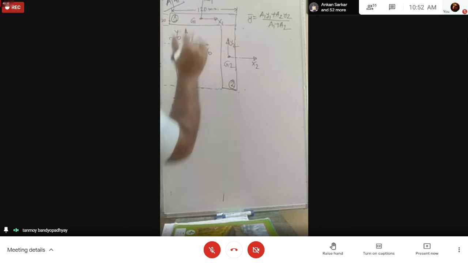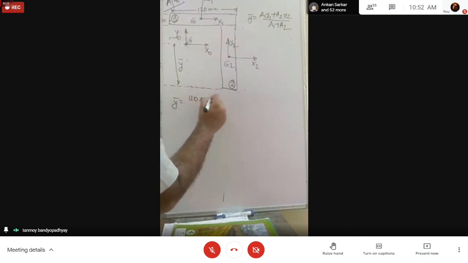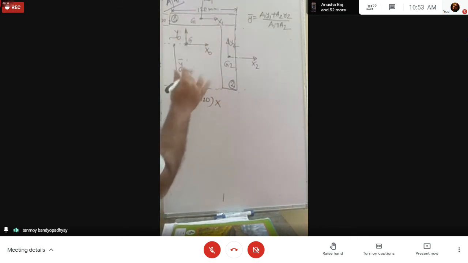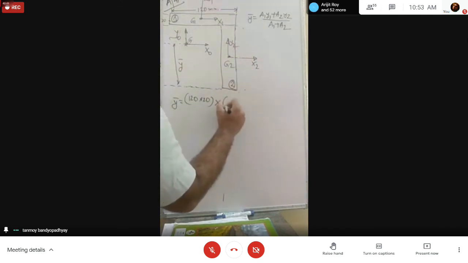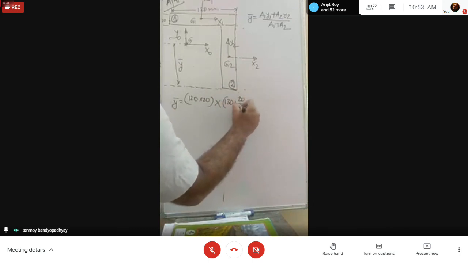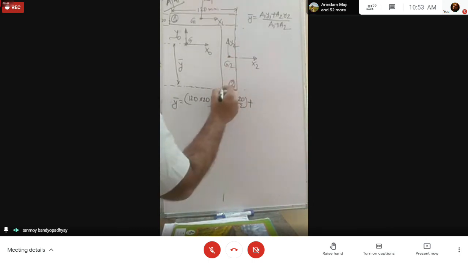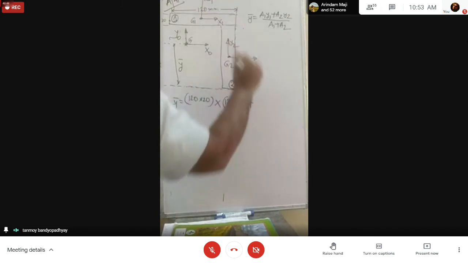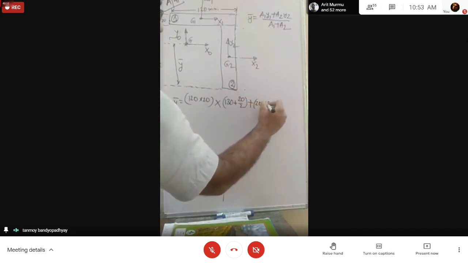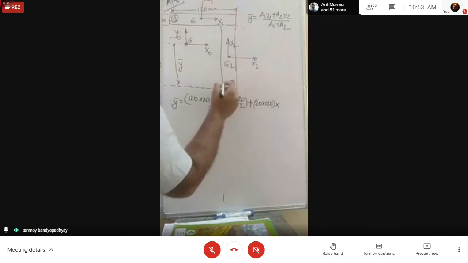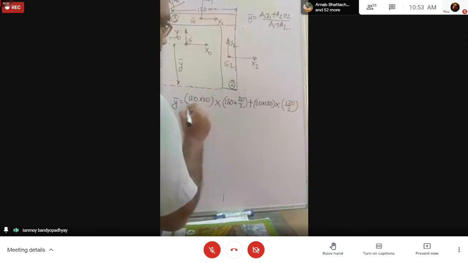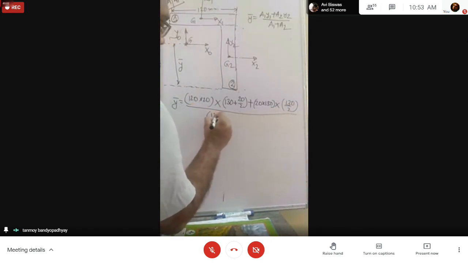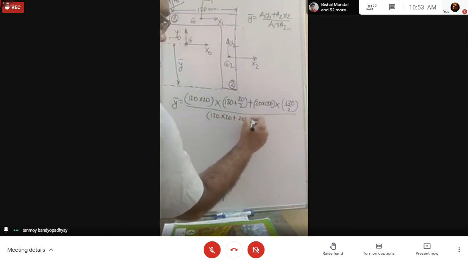So 20 into this length 120 is A1. So 120 into 20 is A1 into Y1. So what will be Y1? Y1 will be a distance that is 130, so 130 plus 20 by 2. Then A2: this is 20 into 130, and the depth is 130, so Y2 is 130 by 2. So y bar will be Y1 A1 plus Y2 A2 divided by A1 plus A2, where A1 is 120 into 20 plus 20 into 130.